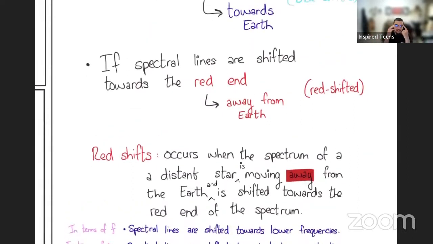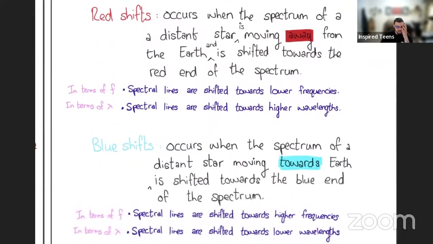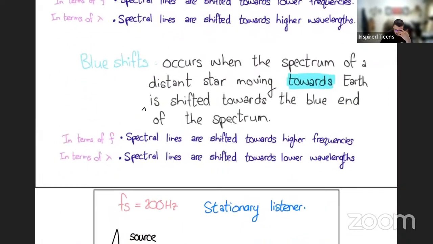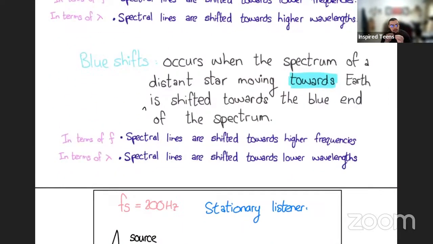However, if the spectral lines are shifted towards the red end of the spectrum, then this means that the distant star is moving away from Earth. We call this red shifted. We'll discuss these definitions again. So let's do blue shifts first. Blue shift occurs when the spectrum of a distant star is moving towards Earth and is shifted towards the blue end of the spectrum.